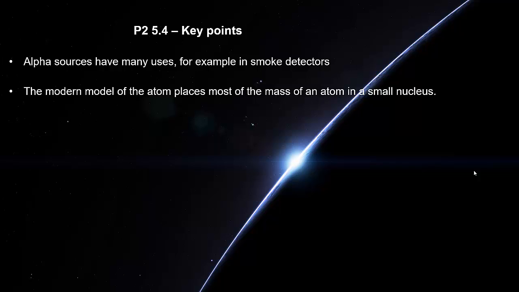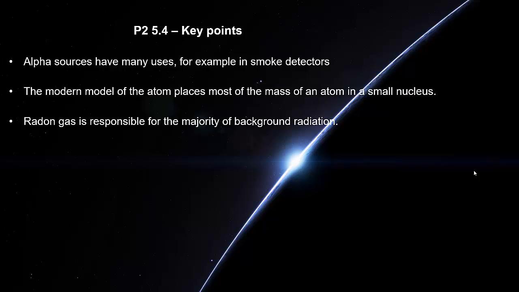The modern model of the atom places most of the mass of an atom in a small nucleus. Radon gas is responsible for the majority of background radiation. Alpha sources are very dangerous inside your body.